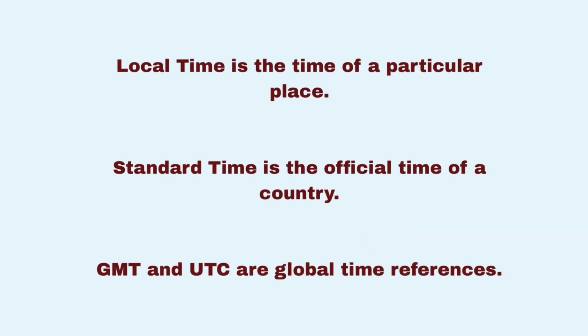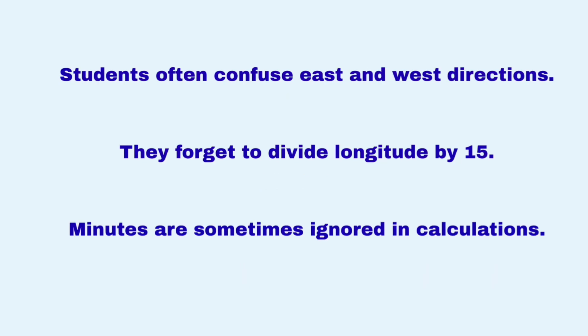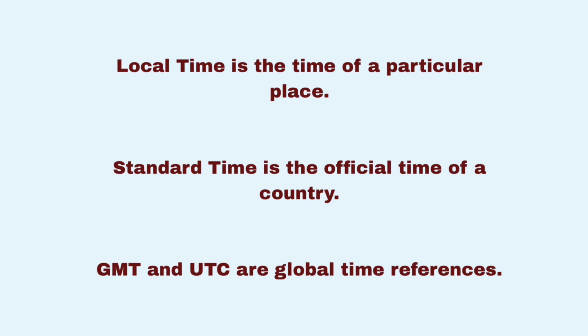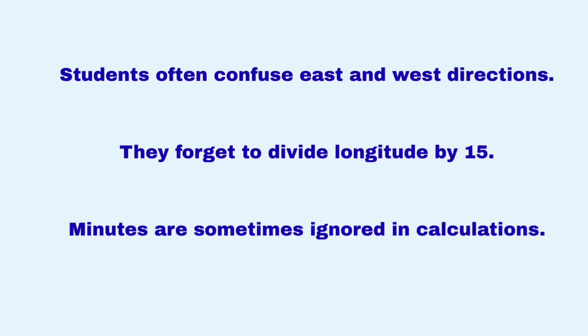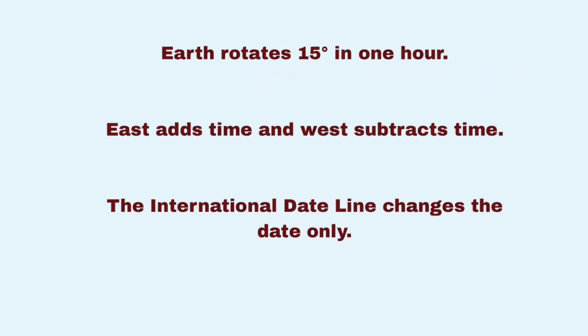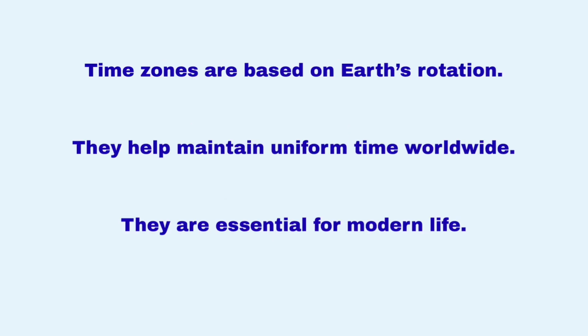Local time is the time of a particular place. Standard time is the official time of a country. GMT and UTC are global time references. Students often confuse east and west directions. They forget to divide longitude by 15. Minutes are sometimes ignored in the calculations. Earth rotates 15 degree in 1 hour, so east adds time and west subtracts time. The international date line changes the date only. The time zones are based on Earth's rotation. They help maintain uniform time worldwide. They are essential for modern life.